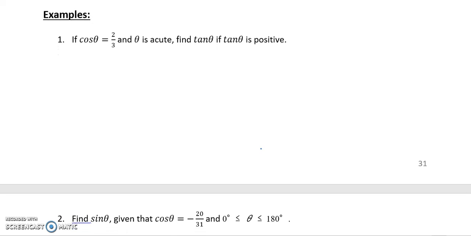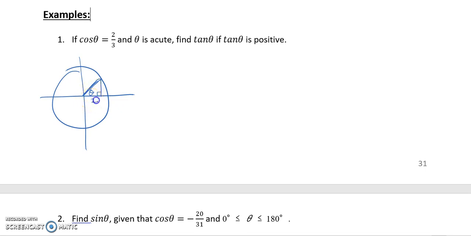it's asking for. So in this question, for example, if cos theta is equal to 2/3 and theta is acute, find tan theta if tan is positive. The first thing I'll be doing is creating a little picture. Here's a circle, and I know theta is acute, so I'm going to be drawing a right triangle like this. Theta would be in the middle, and I want to create 2/3, so adjacent over hypotenuse.